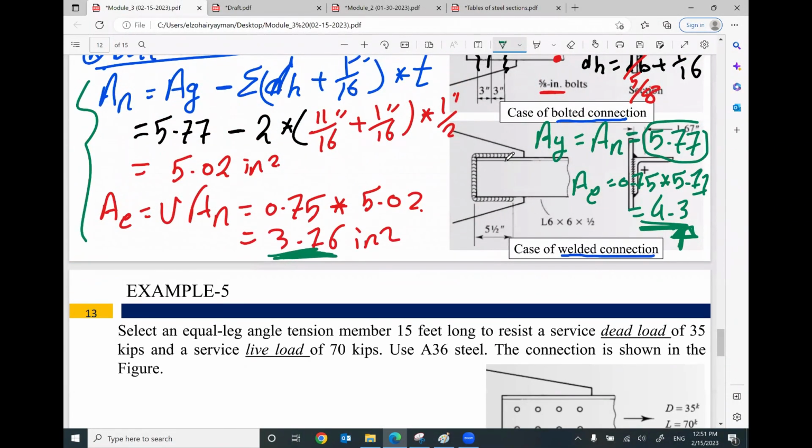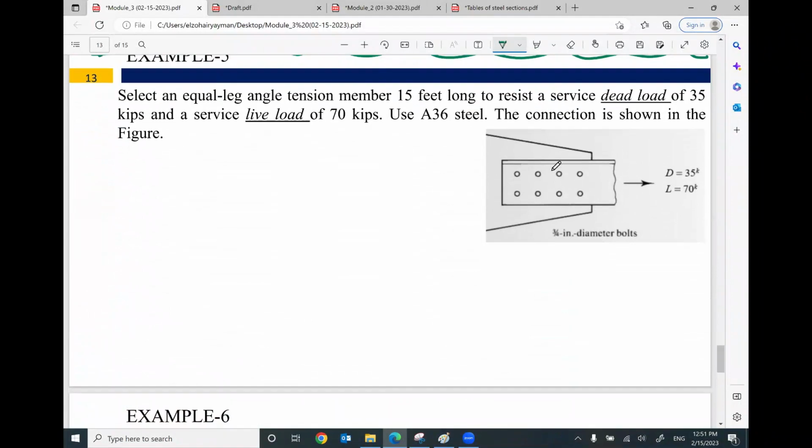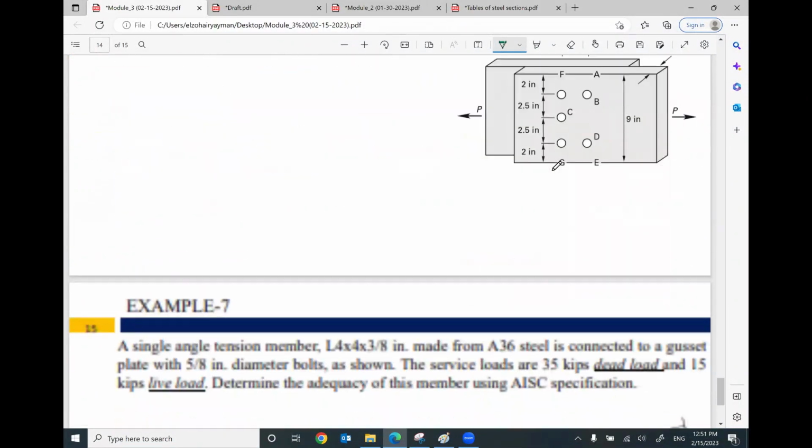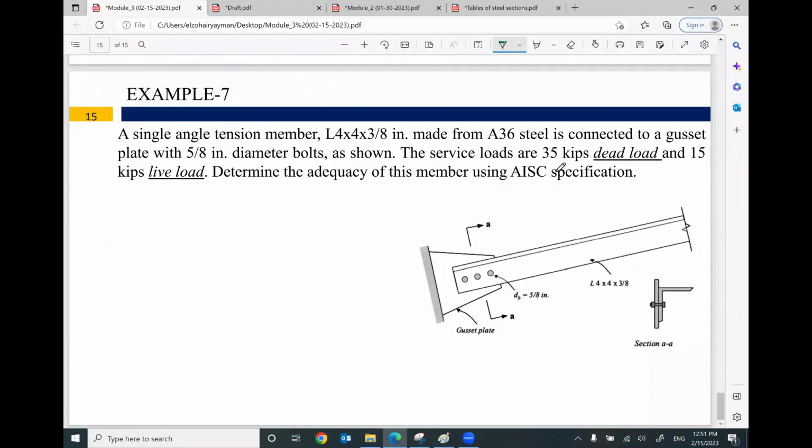Let me stop here. That's enough for today. We will continue next meeting to complete the design. We still have 2 more examples or 3, but we are almost done.